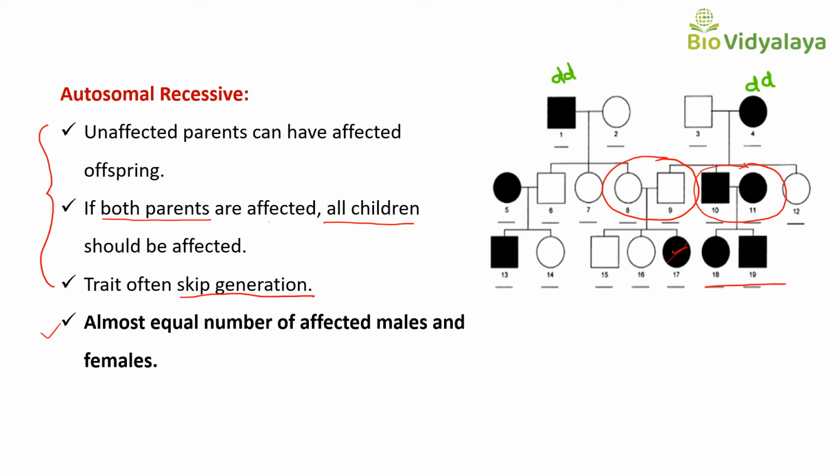Okay. So these are the conditions for autosomal recessive. What are the conditions? Unaffected parents can have affected offspring. If both the parents are affected, all children should be affected. Trait often skip generation and almost equal number of affected males and females. Okay.